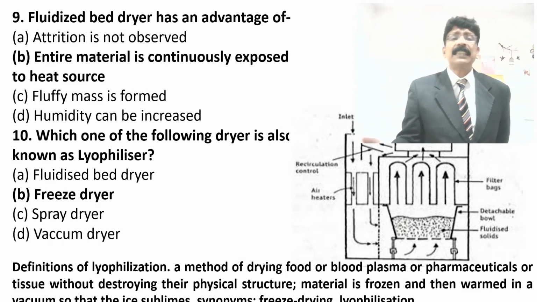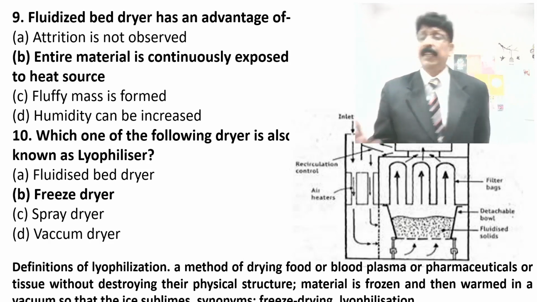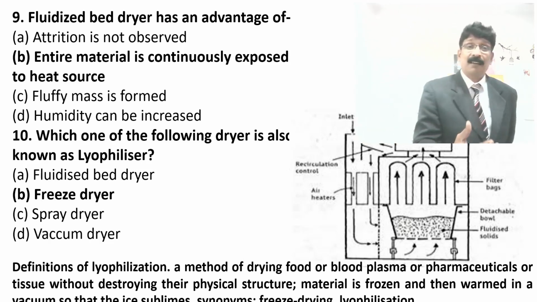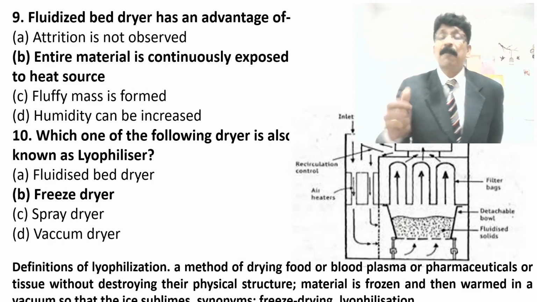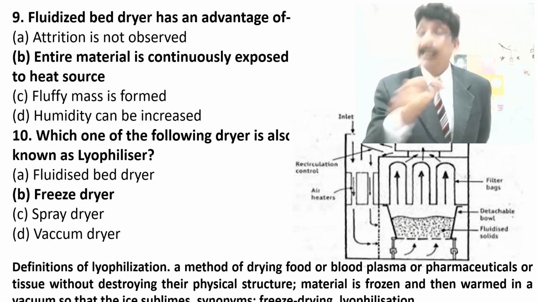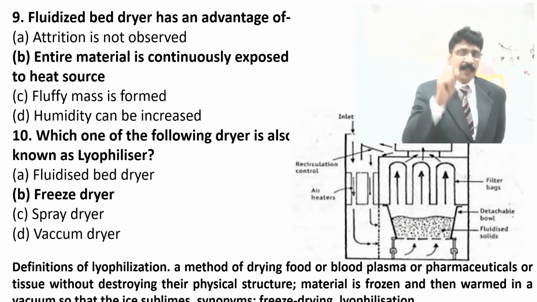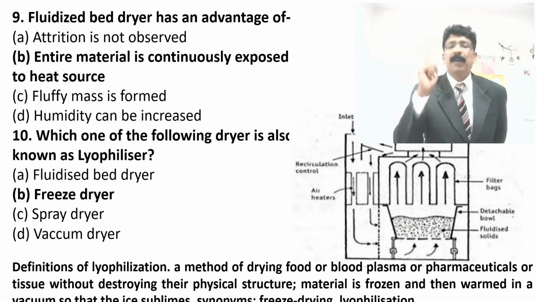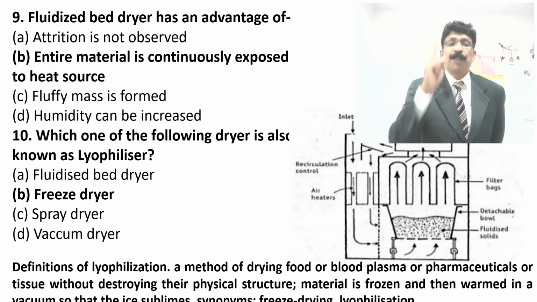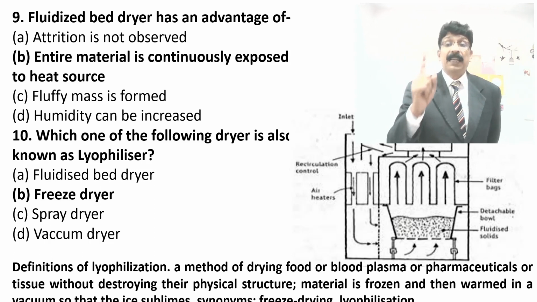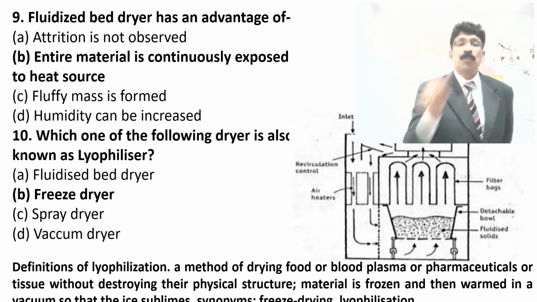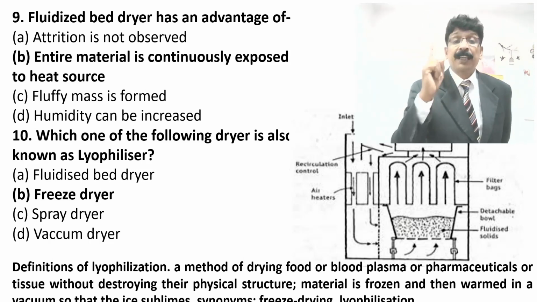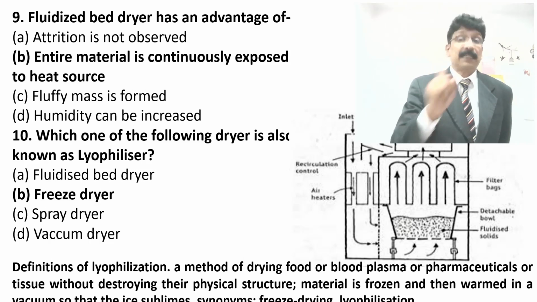So the answer is the entire material is continuously exposed to the heat source. They are given a choice. Fluffy mass is formed, it is wrong. Fluffy means compression will be very difficult. Our main aim for the fluidized bed dryer is to dry the granules before compression for tablet manufacturing. So students should remember the fluidized bed dryer's duty is to dry the granules before compression for tablets. So the entire material is continuously exposed to the heat source. Fluffy mass formed is not the answer.